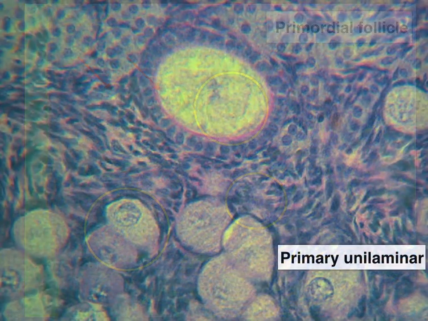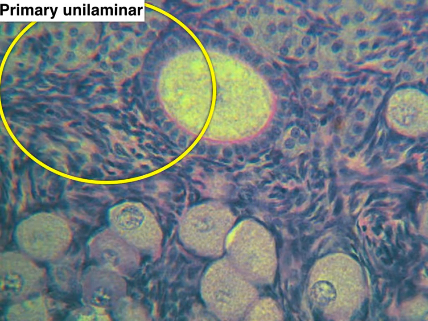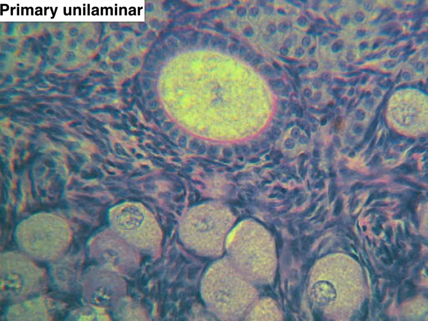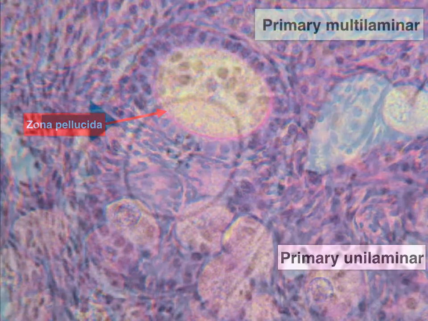Next stage, we have the primary unilaminar stage, characteristic of which is the presence of a lining epithelium of simple cuboidal cells, and also the pinkish halo we call zona pellucida, and again a single oocyte.